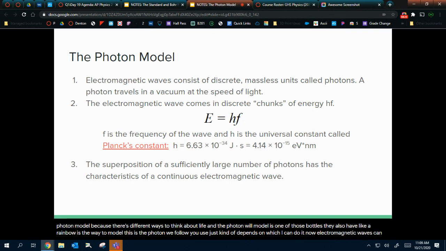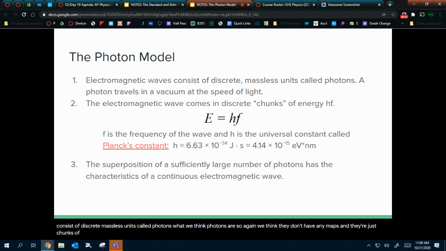Electromagnetic waves consist of discrete massless units called photons. This is what we think photons are. So again, we think they don't have any mass and they're just chunks of wave, essentially. A photon travels in a vacuum at the speed of light. All of these travel at the speed of light. And so the question that should be asked is why? It just seems to be a fundamental thing of our universe.